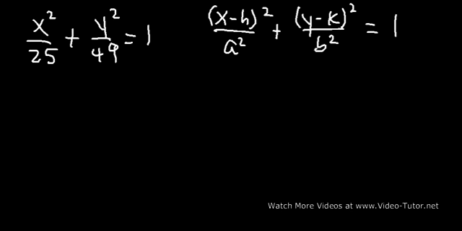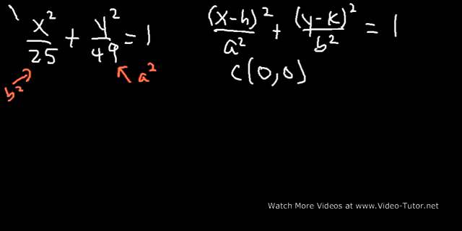Now, the a squared is not always under the x. A squared could be under y minus k. You need to know, to distinguish between a and b, a squared is the larger of the two. So in this case, for this problem that we have, this is actually a squared because 49 is larger than 25. 25 is actually b squared. Now, we need to realize that the center is 0, 0, because if you see just x squared and y squared, if it's not like x minus 2 or y plus 3, then the center is 0, 0. So it's based on the origin.